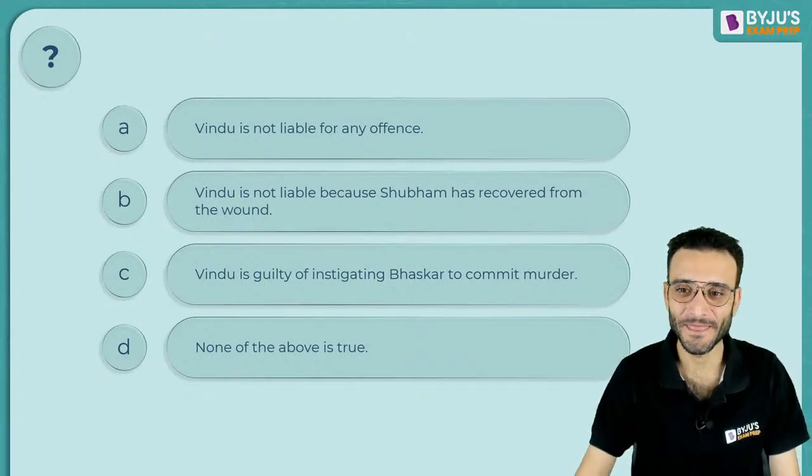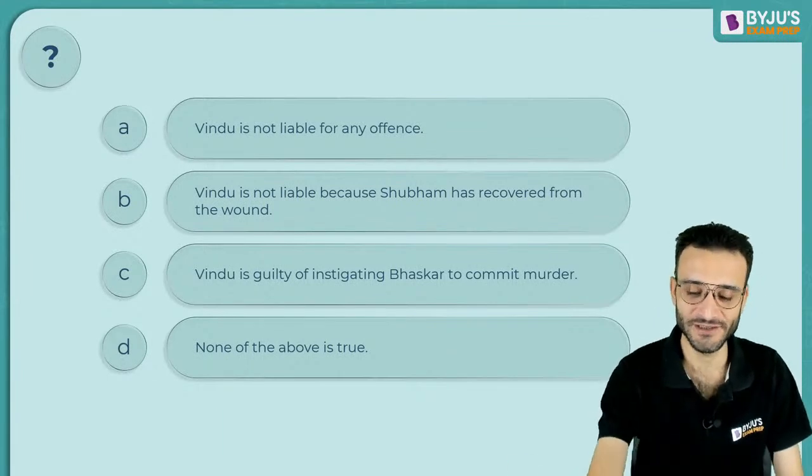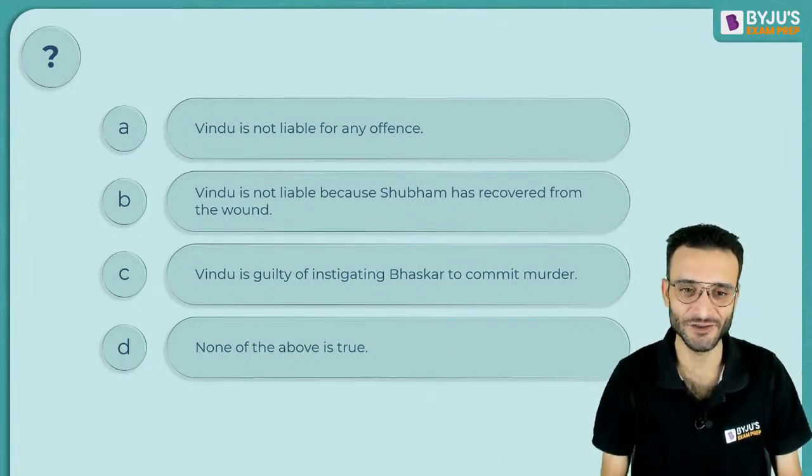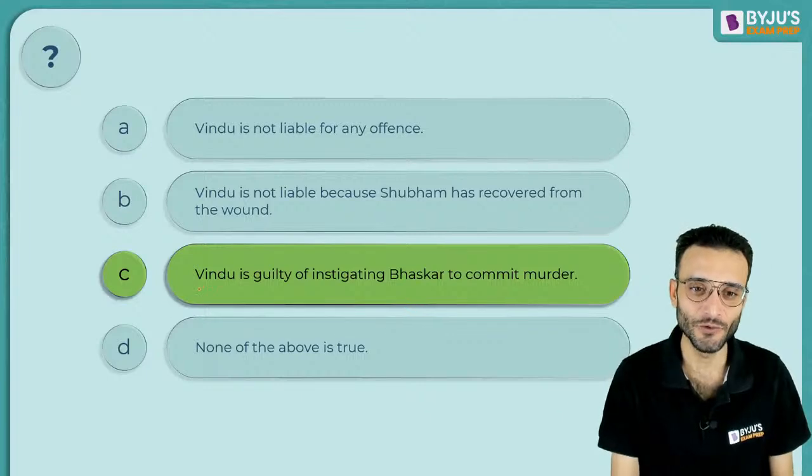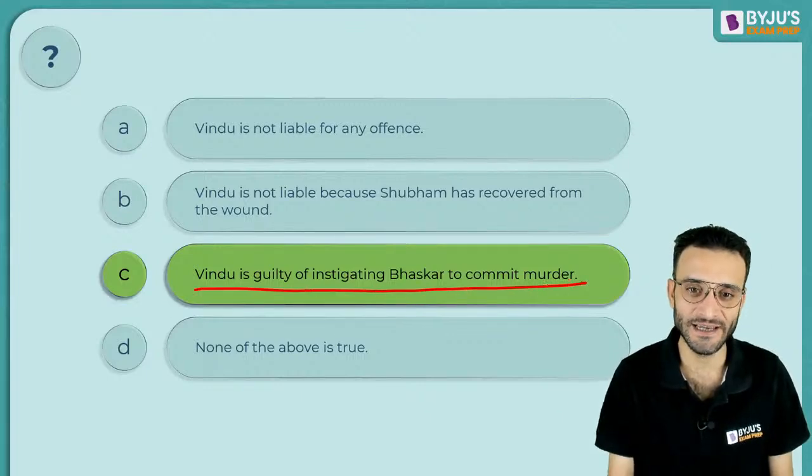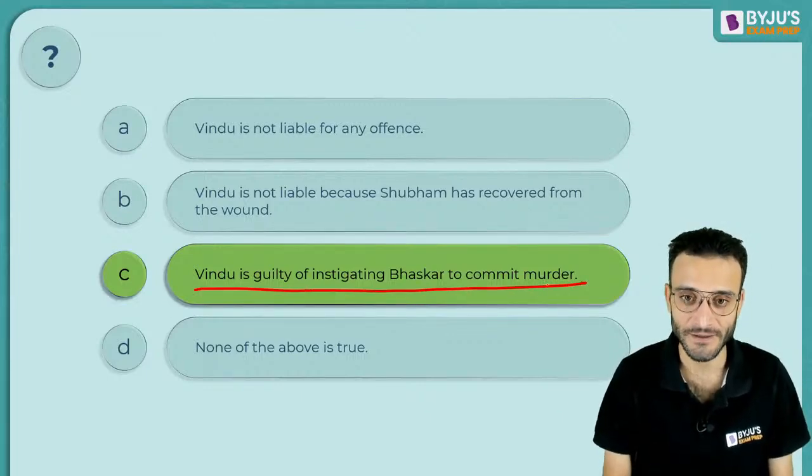Let's see. Very good. Everyone says option C. So option C has to be correct then. Bindu is guilty of instigating Bhaskar to commit murder.